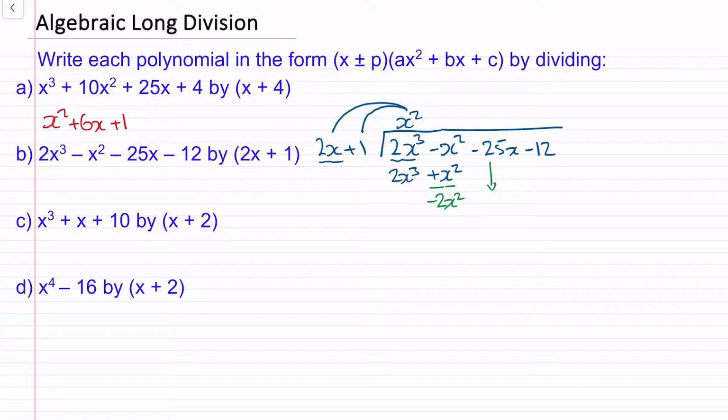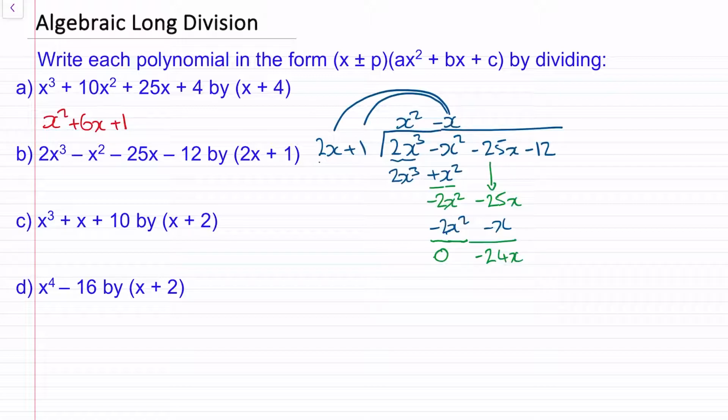We'll drop down the negative 25x, and now we'll divide negative 2x squared by the 2x, and we get negative x. So we'll multiply this through, we get negative 2x squared, and then negative x. The difference in the x squared terms now is 0, and in the x terms it is negative 25x, take away a negative x, which is minus 24x. So now we'll divide this negative 24 by the 2x to get negative 12. And we'll drop down the negative 12 here.